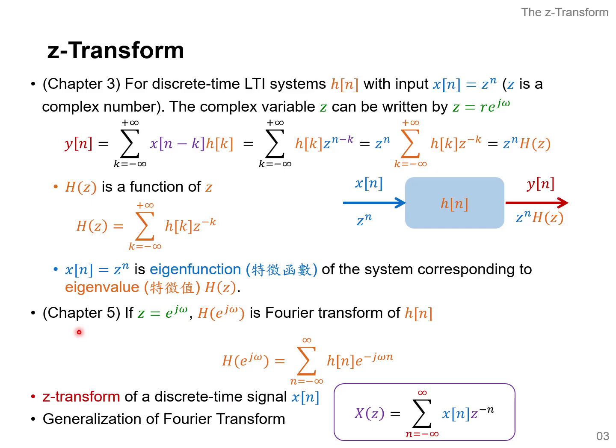In Chapter 5, we saw the link to the Fourier transform. If Z equals e to the j omega, then the Z transform becomes the Fourier transform. So the Fourier transform is a special case of the Z transform. The Z transform is the general form. The complex variable is Z equals R times e to the j omega, and it has both magnitude R and an angle omega.